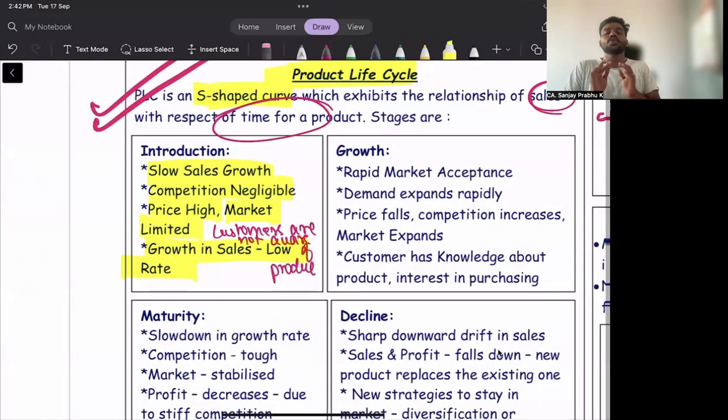Competition is negligible. So come on, repeat with me. What is happening at introduction stage? Slow sales growth. Competition is negligible. Price is high. Market is limited. Sales growth is also slow.